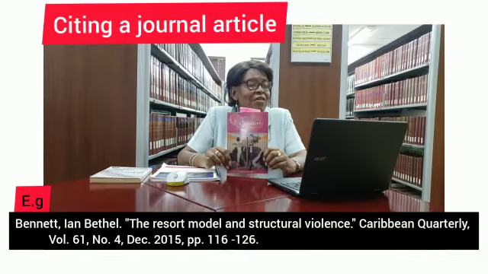Caribbean Quarterly is the title of the periodical, comma. Volume 61 is going to be VOL, full stop, and 61, comma. Issue number is going to be NO, full stop, 4, comma. December, and that should be DEC, full stop, 2015, comma. Then PP for pages. MLA uses PP, full stop, and a range of numbers 116 to 126, full stop. And that is your citation for a journal article.